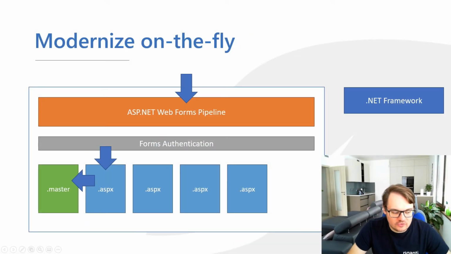This image shows the process if you are using just an ASP.NET Web Forms application. So your project is running on .NET Framework, and if you get an HTTP request for your application, it gets processed by the classic ASP.NET Web Forms pipeline. There is probably some authentication, most commonly forms authentication, and based on the URL, the request is routed to a particular ASPX page, which is probably using some master page, and that's how the request gets routed to the correct page and gets processed.